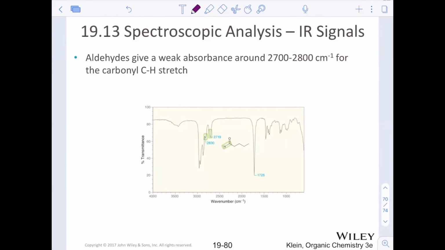Here's just a good one to remember. Not only for an aldehyde will you see the carbonyl peak, but you'll also still see the hydrogen of the aldehyde stretch around 2800 to 2700. So that's what it would look like, just in case we forgot.